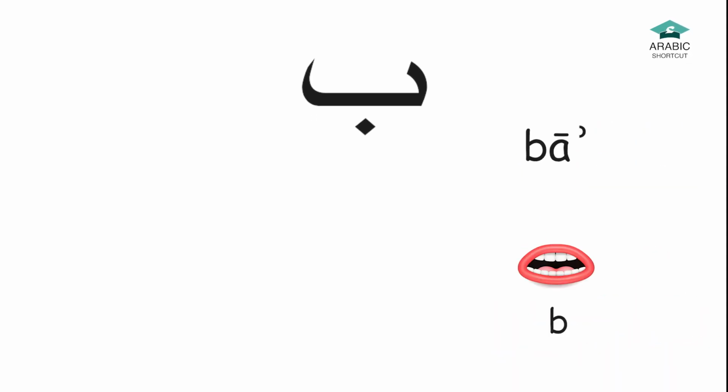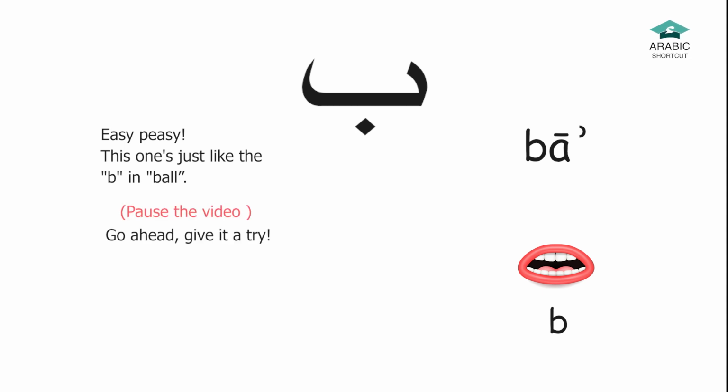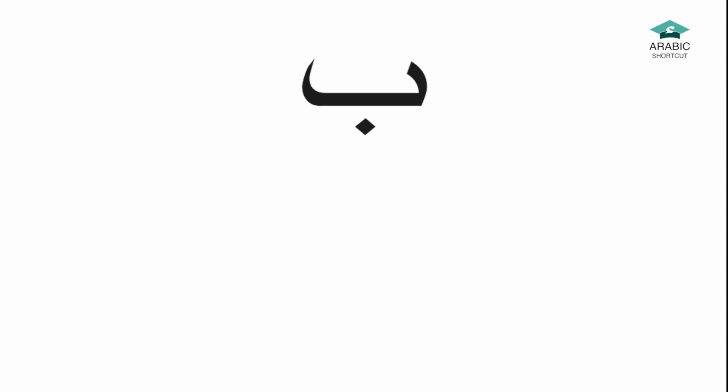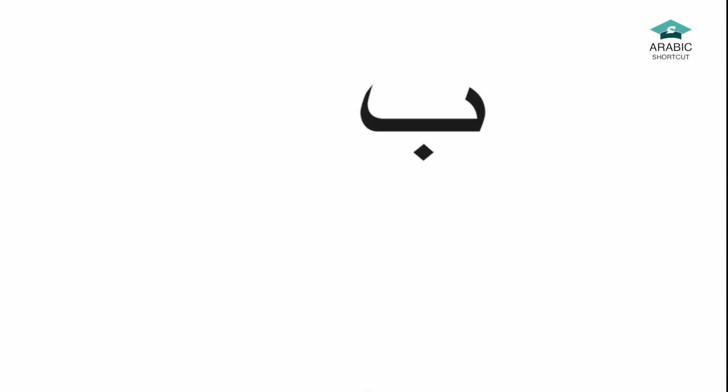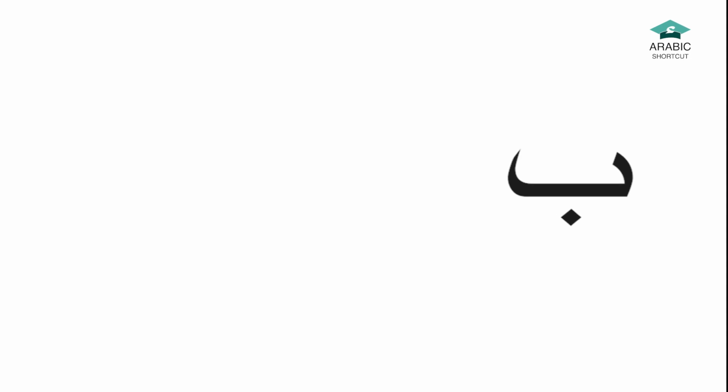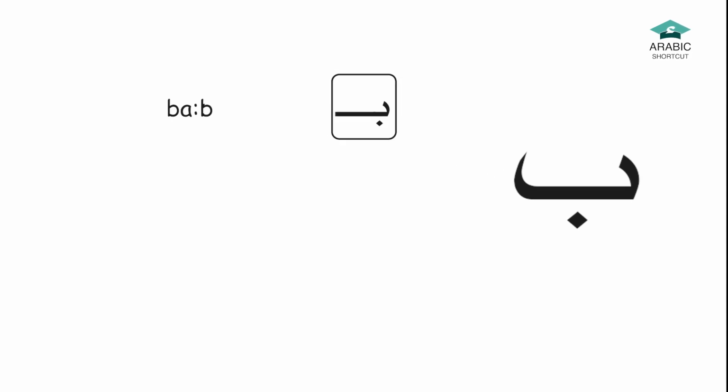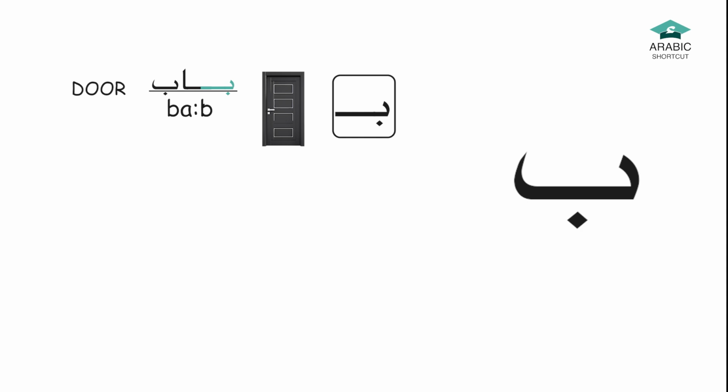باء. Easy peasy, this one is just like the b in ball. Pause the video. Go ahead, give it a try. Bah. Awesome. This one's got the full wardrobe. Bab means door. Remember this one. It's bab with equal stress on both syllables.